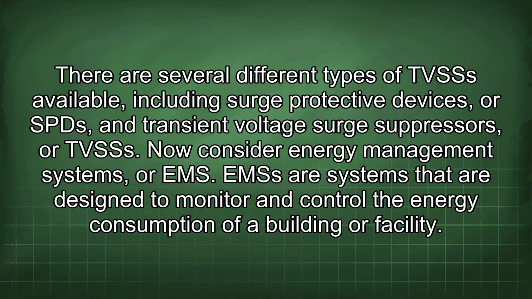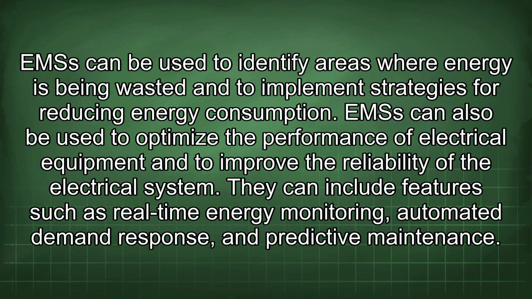Now consider energy management systems, or EMS. EMS are systems that are designed to monitor and control the energy consumption of a building or facility. EMS can be used to identify areas where energy is being wasted and to implement strategies for reducing energy consumption. EMS can also be used to optimize the performance of electrical equipment and to improve the reliability of the electrical system. They can include features such as real-time energy monitoring, automated demand response, and predictive maintenance.